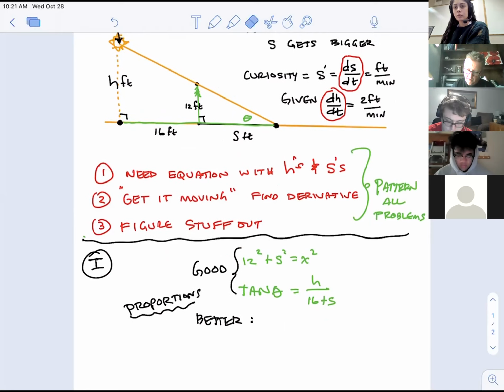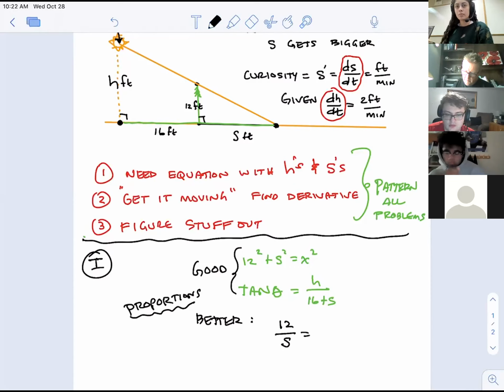What do I mean? Well, would you agree that in the little triangle you could say something like, well, I'll say 12 is to S. So I'm saying this length is to this length. These two triangles share this angle at the bottom, so they are proportionate. They have the same proportions. So if I said 12 is to S in the little triangle, then what would I be able to say that's equal to in the big triangle?